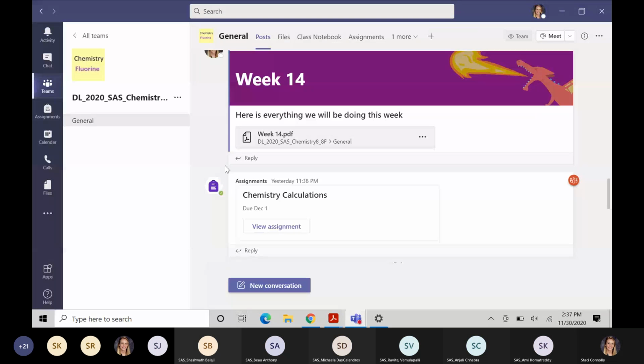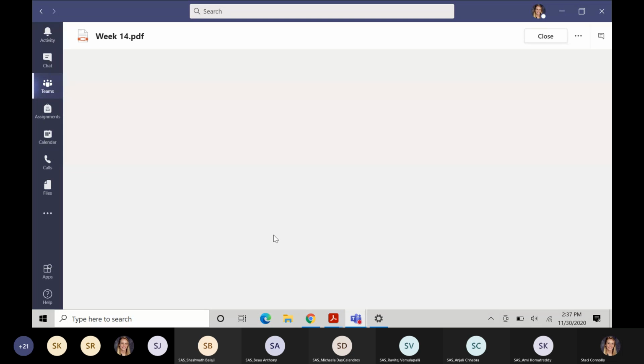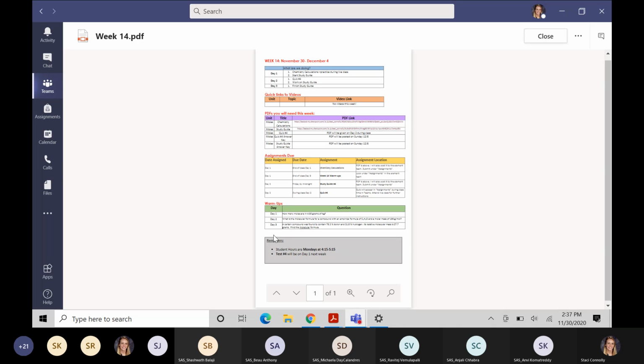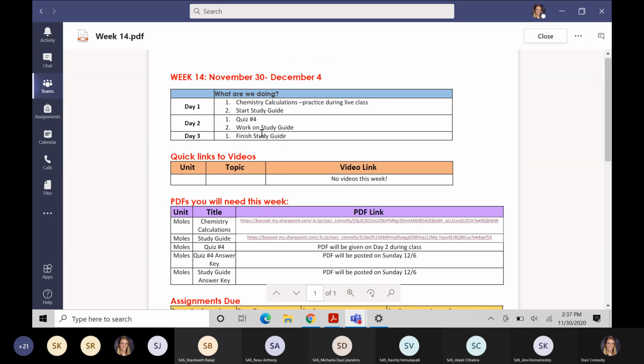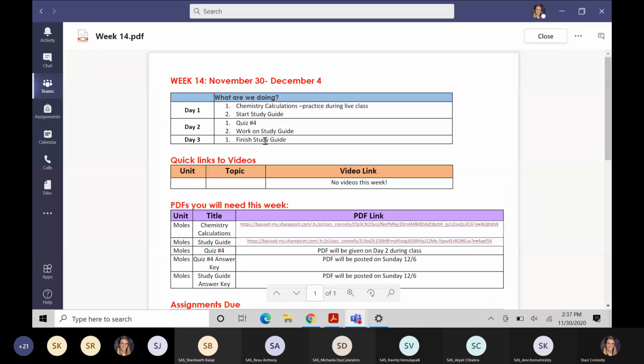Let's take a look at what we've got going on this week. If you look at the Dragon post, this is everything we're going to be doing this week. This is week 14. This is super, super helpful. All right. Here is what we're doing each week. I don't know if we'll have time to start the study guide today. I'll give you class time to work on it tomorrow. I think it'll post later tonight if you want to start working on it, or right here, you can click this link if you want to start working on it today. Okay.